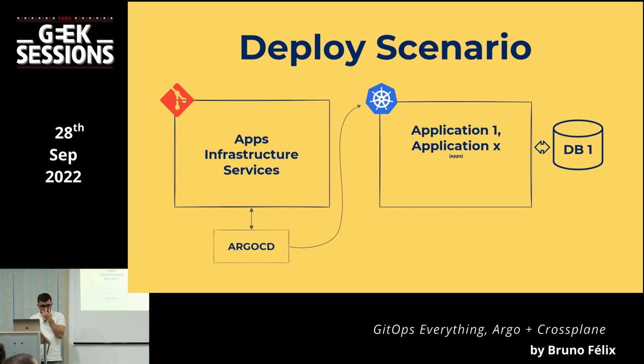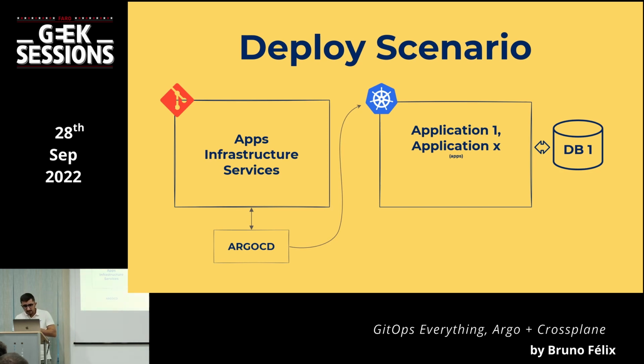Argo CD will be installed in any Kubernetes server. It could be the Kubernetes that we want to deploy, it could be our Kubernetes, it could be any Kubernetes. In this scenario, I will use my machine, but it could be a Kubernetes cluster deployed anywhere.